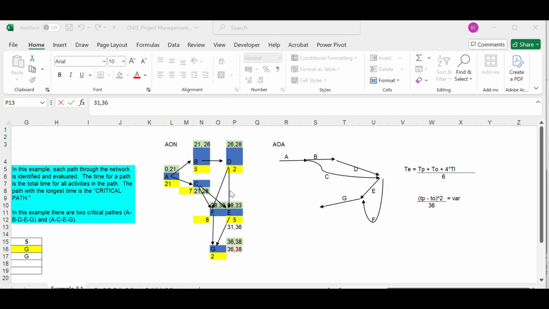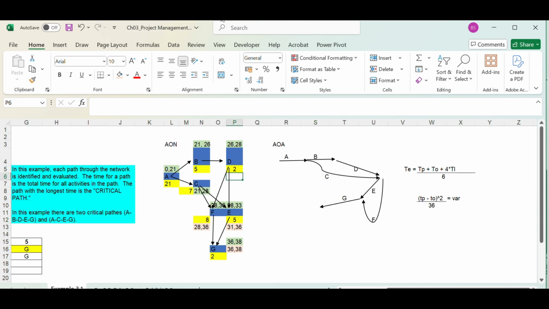Okay. Similarly, activity F should finish at the 36th minute. That means it should start at the 28th minute, because it has a duration of 8 minutes. All right. Now, if this is the case, what about activity D and activity C?